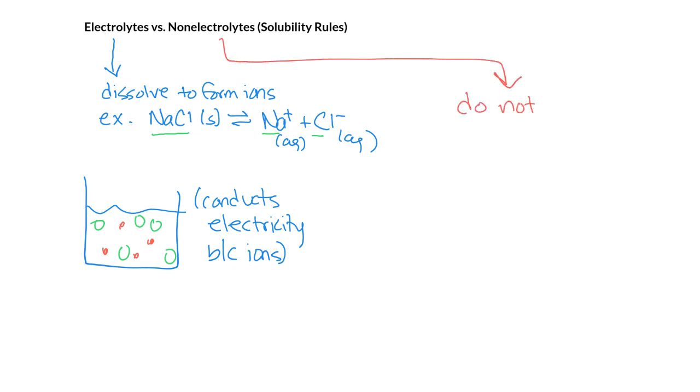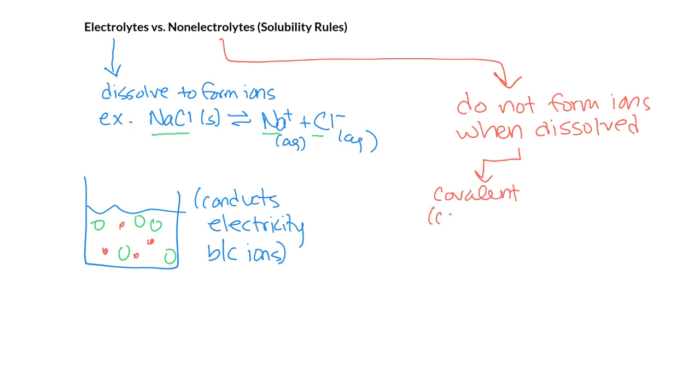On the other hand, we have non-electrolytes. They do not form ions when dissolved, and there are two different reasons for this. One is that they're covalent compounds, and they can't make ions. That's not the type I'm concerned with here, but an example might be glucose or sucrose. Those are completely covalent and just can't make ions in water. By the way, they don't conduct electricity.